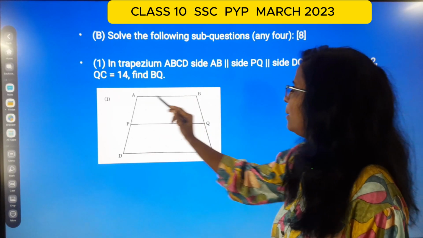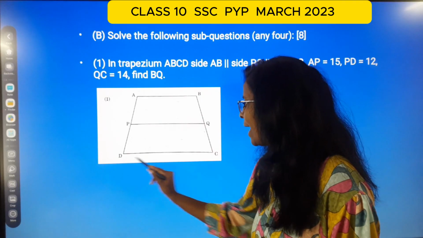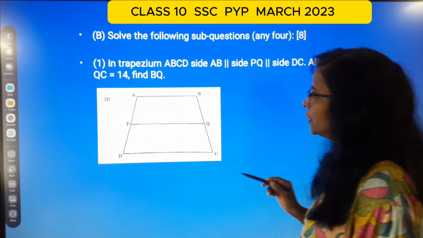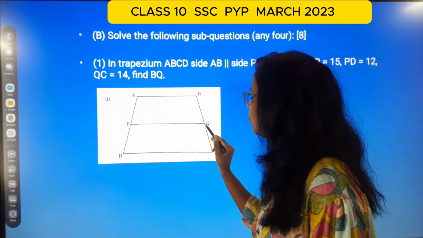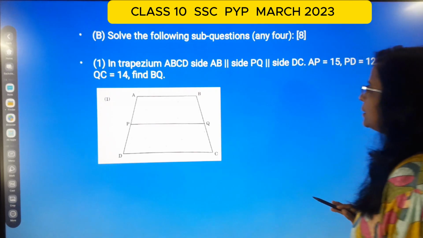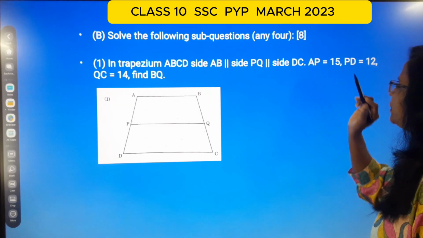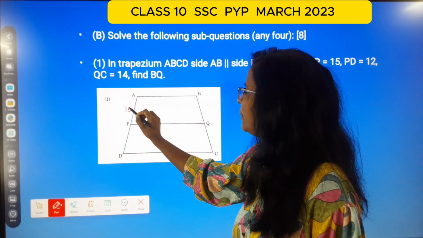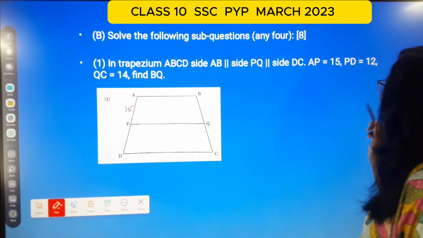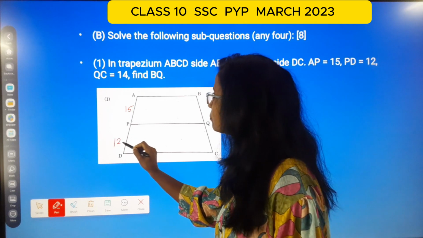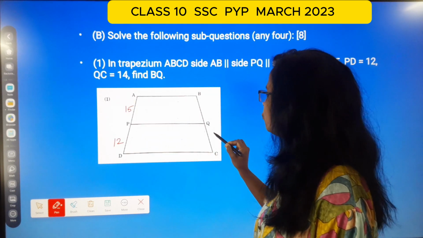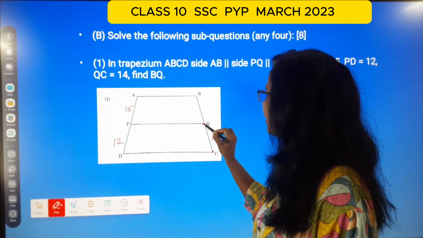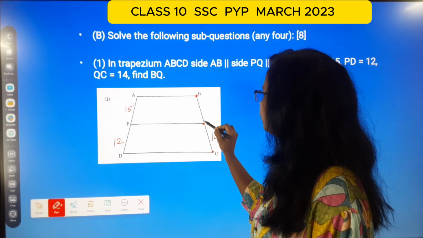ABCD, side AB is parallel to side DC, PQ parallel to side DC. Also AB parallel to PQ parallel to DC. Then AP is equal to 15, PD is equal to 12, and QC is equal to 14. And we have to calculate BQ from this distance.